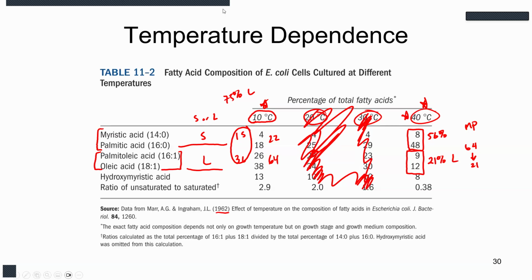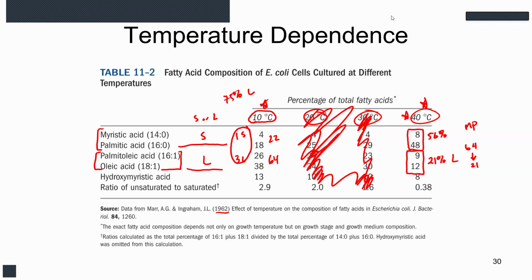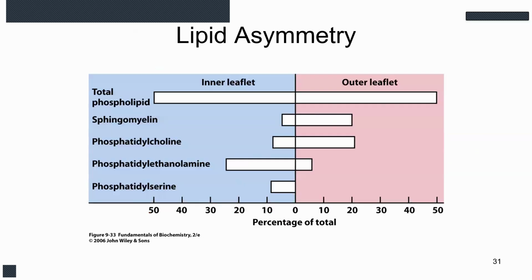Now, what I want to stress with all of this is that fatty acids influence membrane integrity. The physical properties of those fatty acids influence membrane integrity. Now, when it comes to a membrane, you have an inner and an outer leaflet.